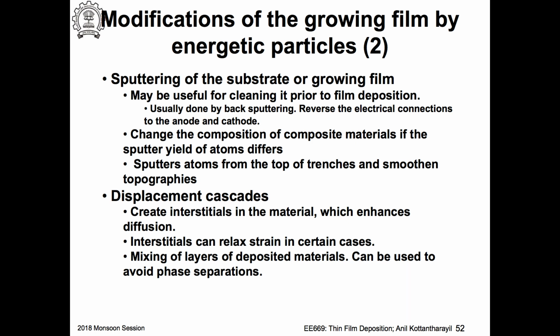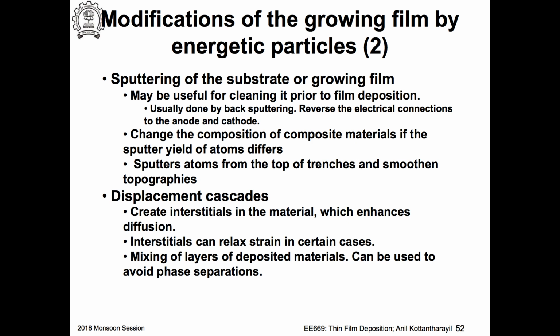Another effect is that sputtering can change the composition of composite materials if the sputter yield of the atoms differs. So this is essentially if you have a composite material that you want to deposit. Okay, so I make a target of this composite material. But suppose the sputtering yield differs, which means that if I sputter this target with fast ions, and the material contains heavy atoms, it will be difficult to sputter them out.